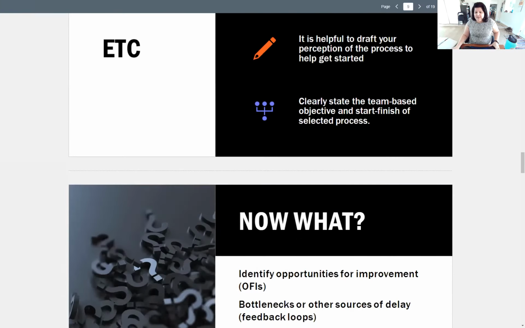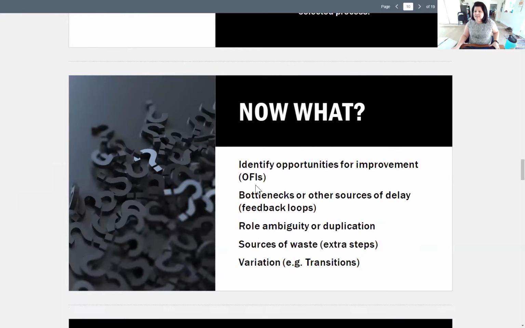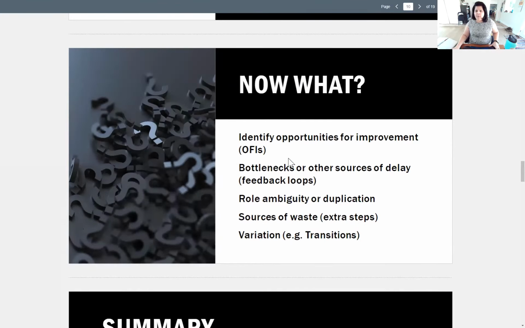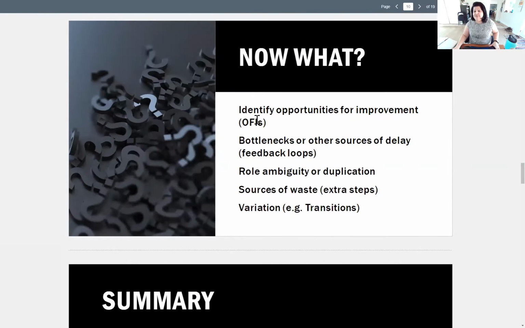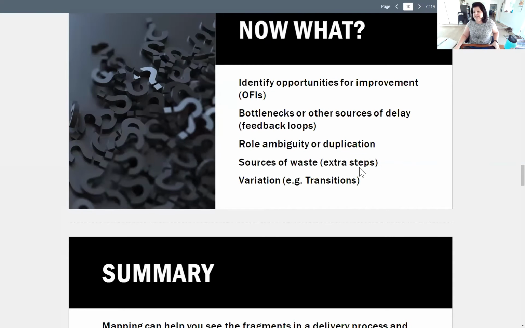So let's say you map things, right? What's the whole point of this pretty picture map? Well, we can identify my favorite OFIs, which are opportunities for improvement. We can identify bottlenecks, role ambiguity or role duplication, and sources of waste, for you Lean Six Sigma people. We can identify variation, which very often occurs during transitions. These are the danger points in care delivery, right?